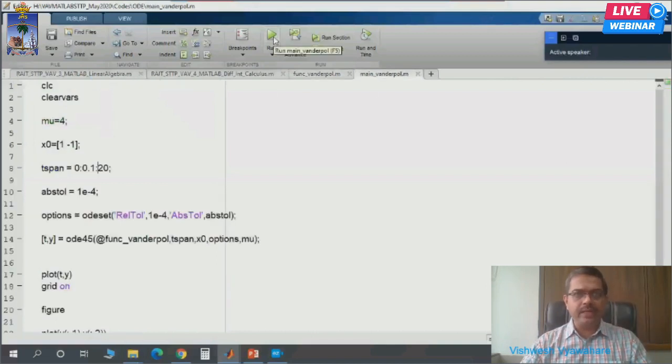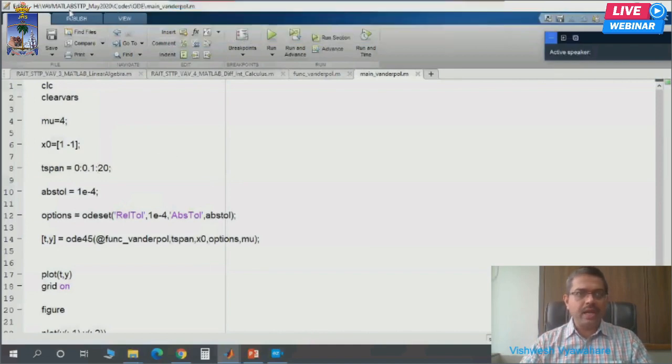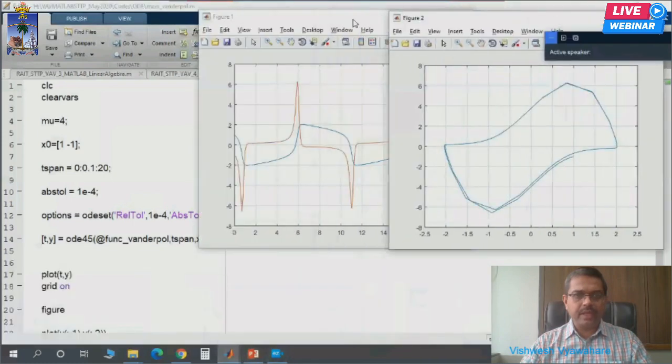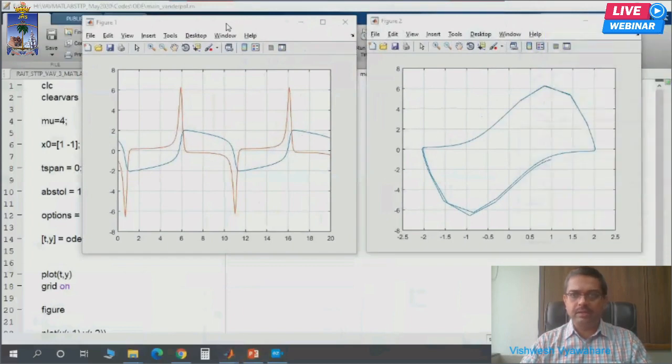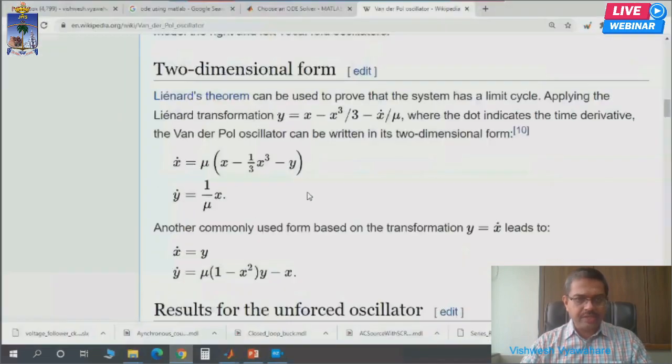Okay, so now let me evaluate this. Let me run this. Now you see I am running the M file editor, executing this command. And I am expected to see two plots. I hope the plots are visible. Okay. Yes, sir. Visible. The plot on the left hand side has time on the x-axis, y on the y-axis. Is this correct?